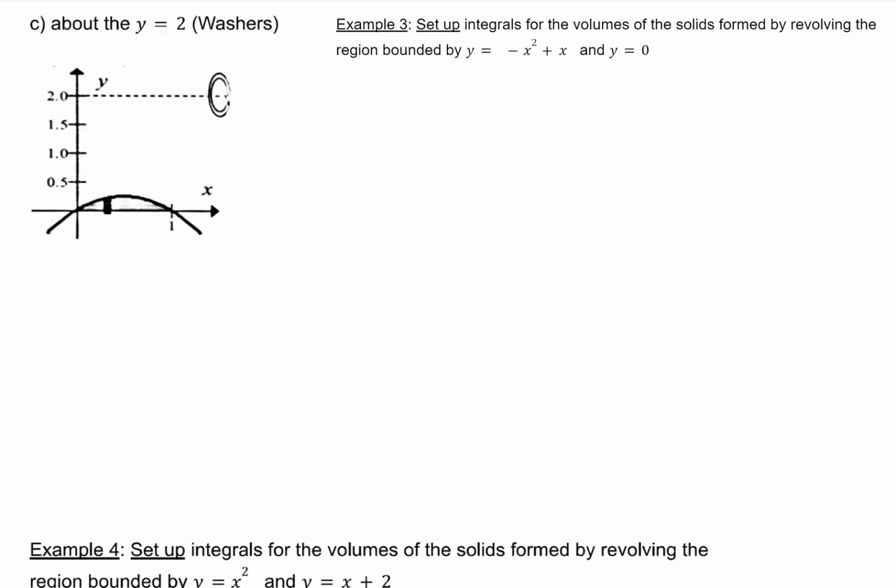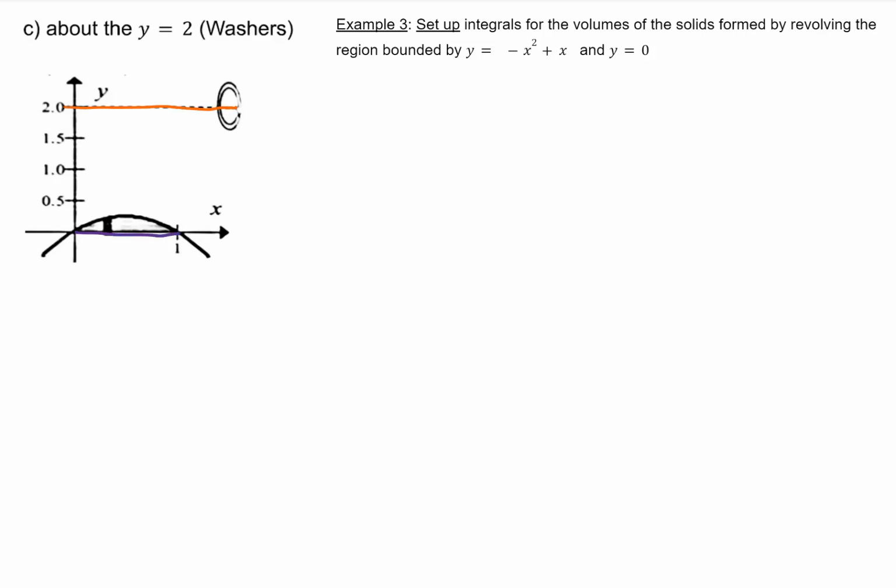When revolving about y equals 2, your axis of revolution is above the x-axis, and usually the heights are given between the curve and the x-axis. So we're going to have to really try to visualize what's happening here. Our outer radius is unchanging. It is always going to be 2.